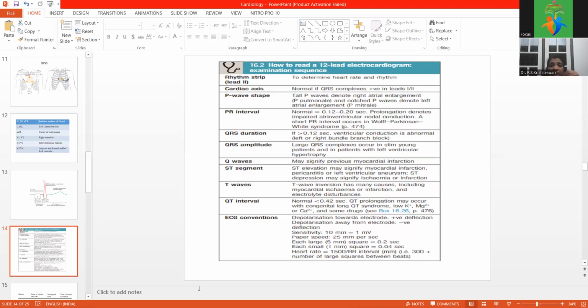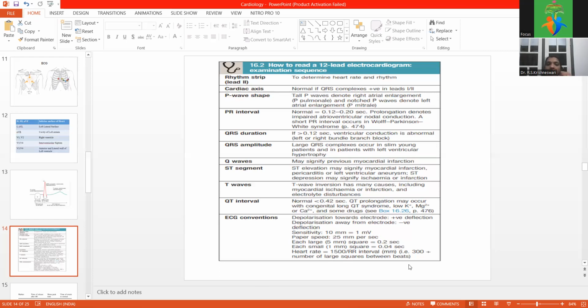Then, regarding the ECG convention, when the depolarization is towards the electrode, there will be positive deflection. When it is away from the electrode, there is negative deflection. 10 millimeters on ECG paper is equal to 1 millivolt. Paper speed is 25 millimeters per second, so the paper travels 25 millimeters in 1 second. Each large square is 0.2 second. Each small square is 0.04 second. Heart rate is 1,500 divided by the number of small squares between the RR interval, or 300 divided by the number of large squares between the RR interval.